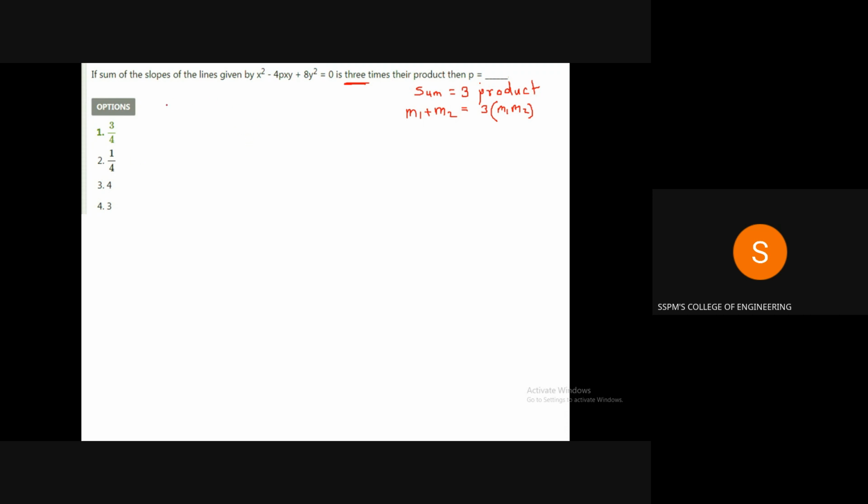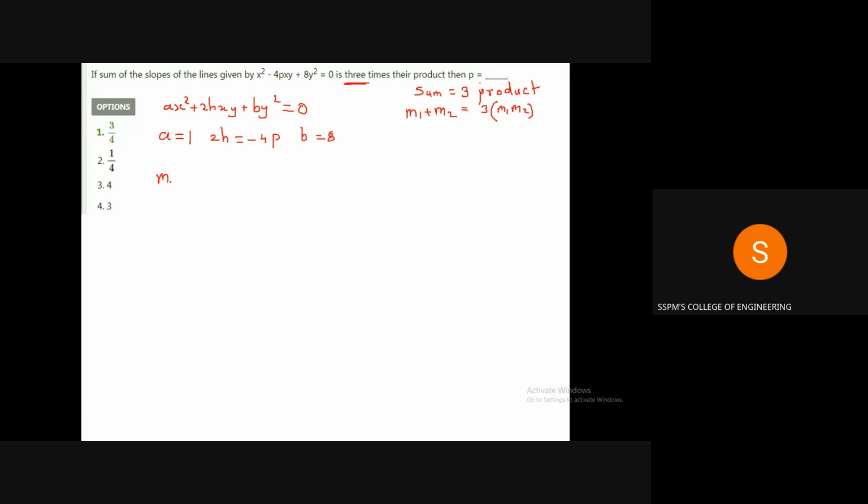Now again we will compare this equation with the standard form, which is given by ax square plus 2hxy plus by square is equal to 0. If we compare this, the value of a is 1. 2h is equal to, again the coefficient of xy, minus 4p. And b is equal to 8.